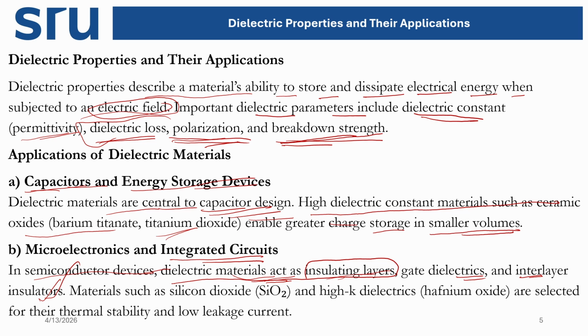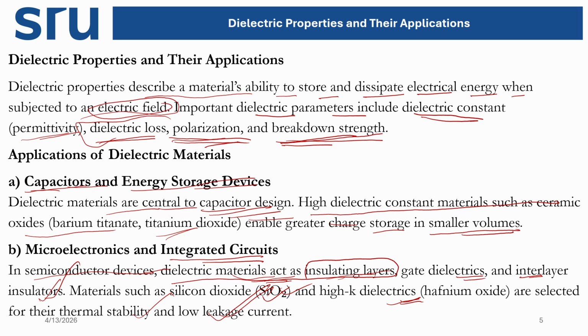Materials such as silicon dioxide, SiO2, and high-K dielectrics are selected for their thermal stability and low leakage current. Low leakage current means that when we apply an electric field, if charge moves inside the compound, there will be a passage of current. If current passes, we cannot get good results from the devices. So we need to block the current. There should be very little or no electric current or movement of ions. When it does take place, that is leakage current.